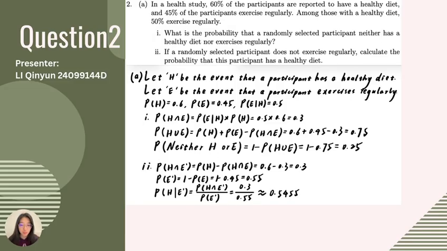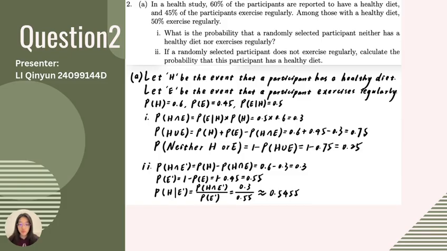First, we find the probability of H and E. This equals the probability of E given H times the probability of H, which equals 0.30. Next, the probability of H or E equals the probability of H plus the probability of E minus the probability of H and E, which equals 0.75. Therefore, the probability of neither is 0.25, so the answer for Part A question 1 is 0.25.